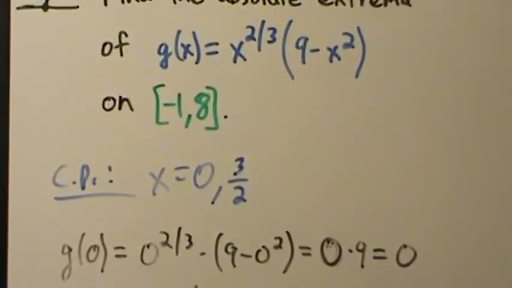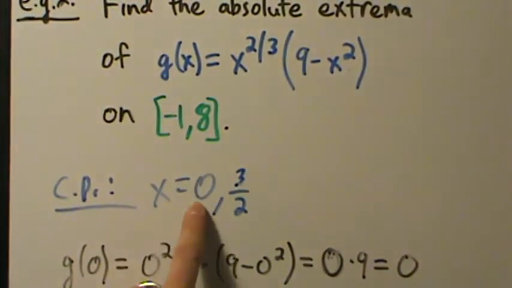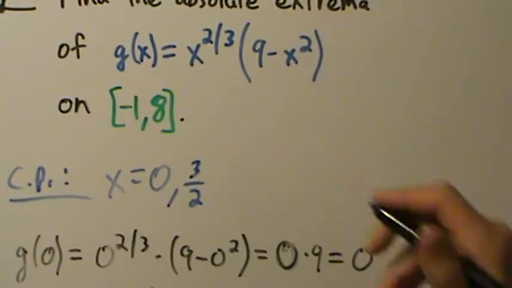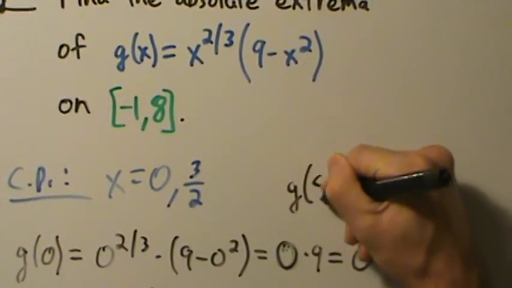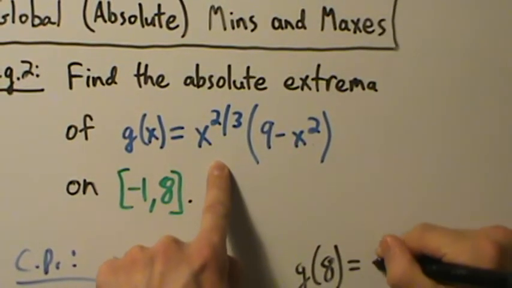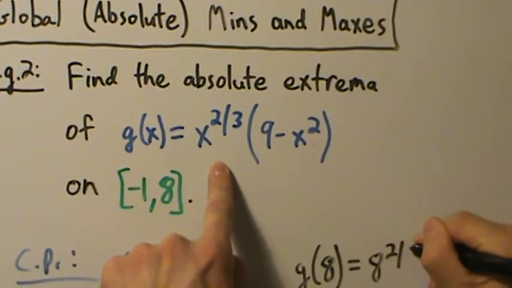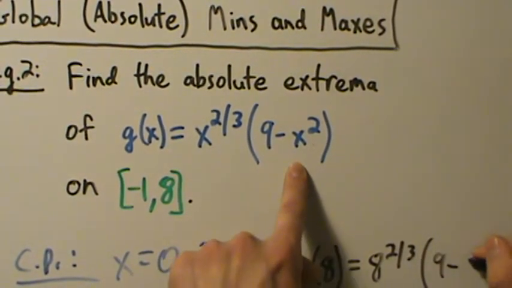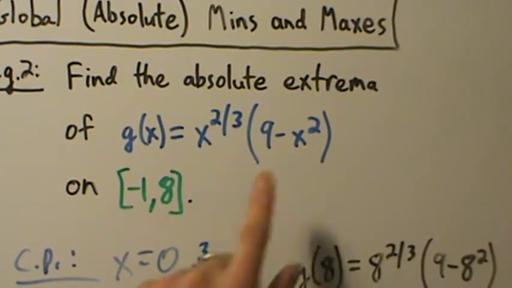Now the last one to check is g of 8. So we just did g of 0, g of 3 halves, and g of -1. Now we do g of 8. So g of 8 is 8 to the 2/3 times the quantity 9 minus 8 squared.